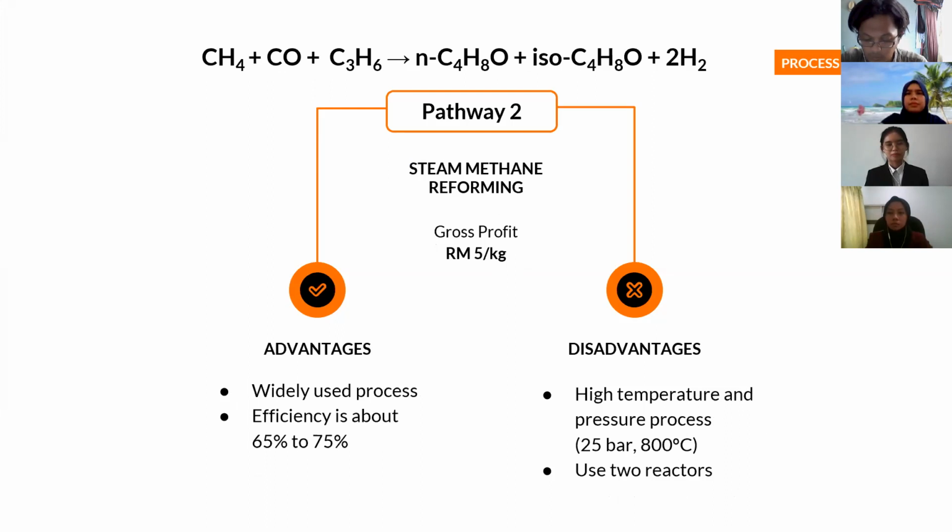Next, we continue with pathway 2, steam methane reforming. The gross profit is 5 ringgit per kilogram. And the conversion of this reaction is 65% until 75%. But the disadvantage is that this reaction requires high temperature and high pressure, around 800 degrees Celsius and 25 bar. And also, if we choose this pathway, it will need 2 reactors to do the reaction.